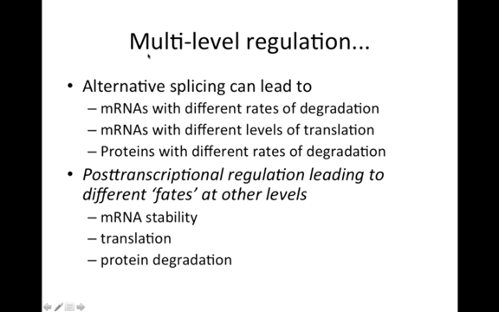So one more point to make is that this level can be kind of multi-level regulation. So alternative splicing can lead to RNAs that have different levels of degradation, or RNAs that have different levels of translation, or to proteins with different levels of degradation. So here we have differences in splicing, so that's post-transcriptional regulation, which is going to lead to different fates at the level of how long the mRNA is around to translate, how much it's translated, or the fate of the protein.